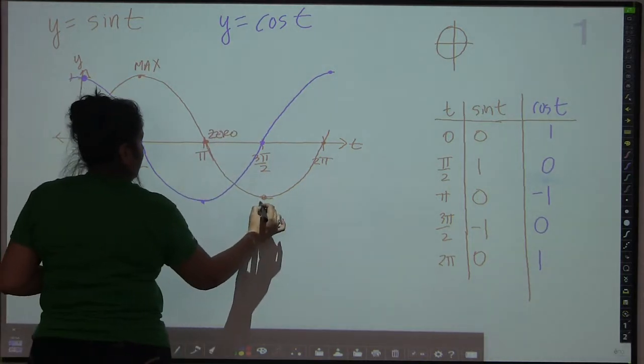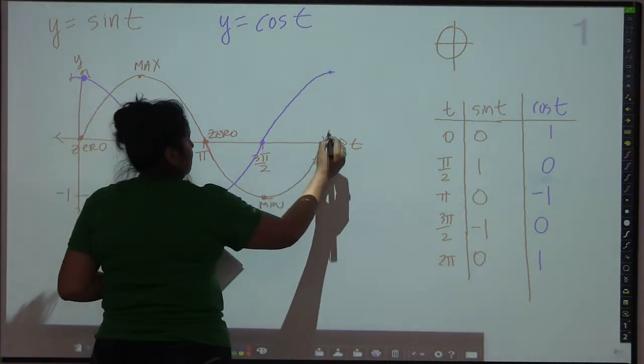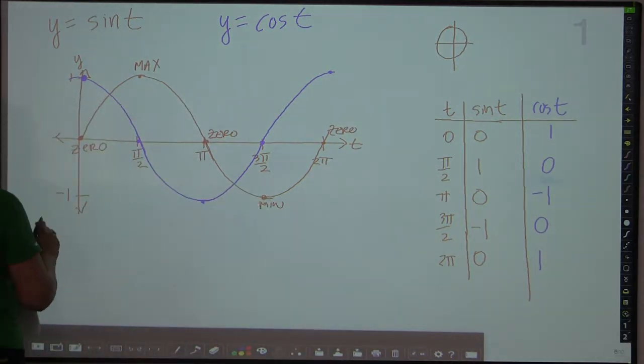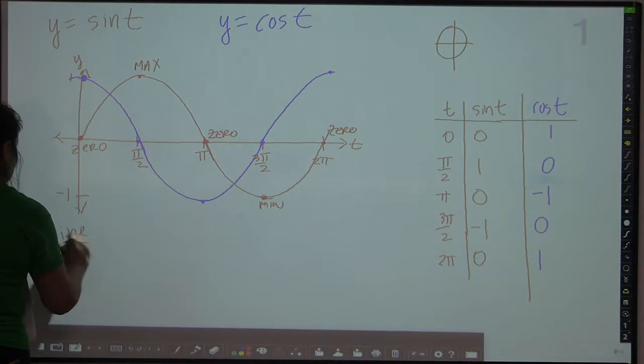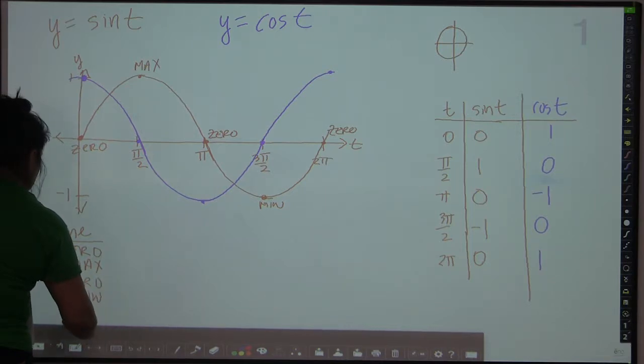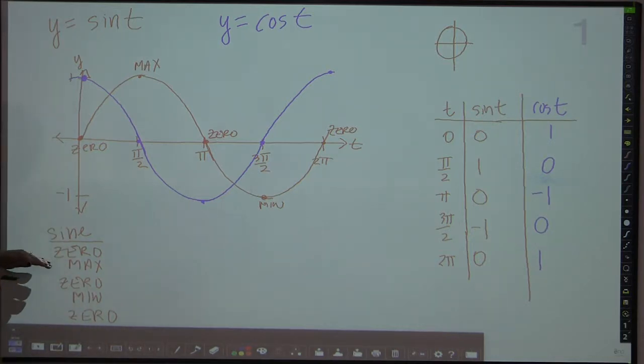And then you are at the minimum, because this is the smallest value that the sine curve will reach. And then you're back to 0. So it is very helpful sometimes to just remember that, to have it written down somewhere, that for the sine curve, the progression is 0, max, 0, min, and then 0. This is the progression of every sine curve. A sine curve will always start at 0 and then go to its max, go back to 0, go to its min, and then go back to 0.